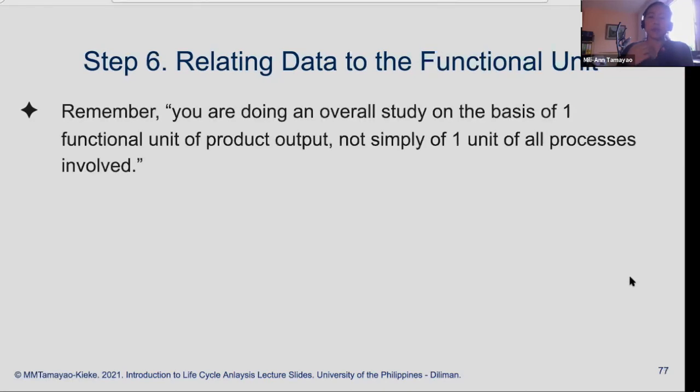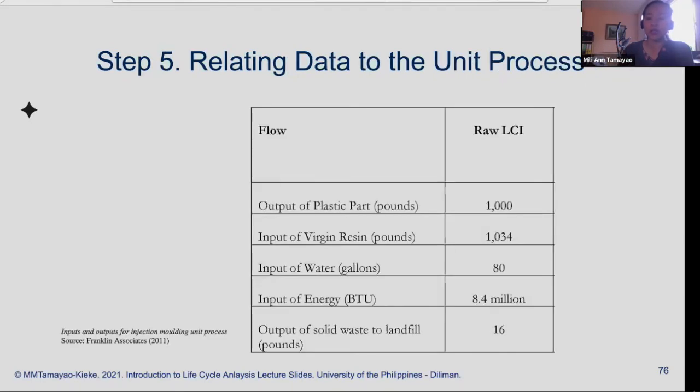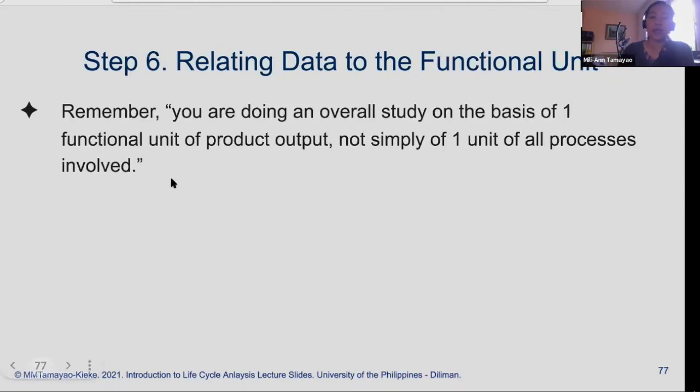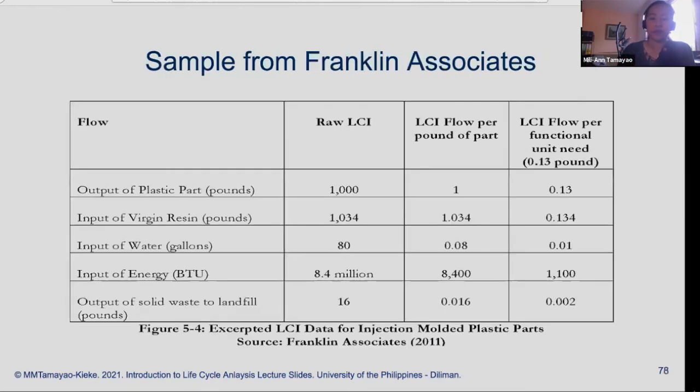Now, the next step is relating the data to the functional unit. First, you relate it to the unit process, right? Now you have to be able to relate it to the functional unit. Remember that you are doing an overall study on the basis of one functional unit of product output and not simply of one unit of all processes involved.